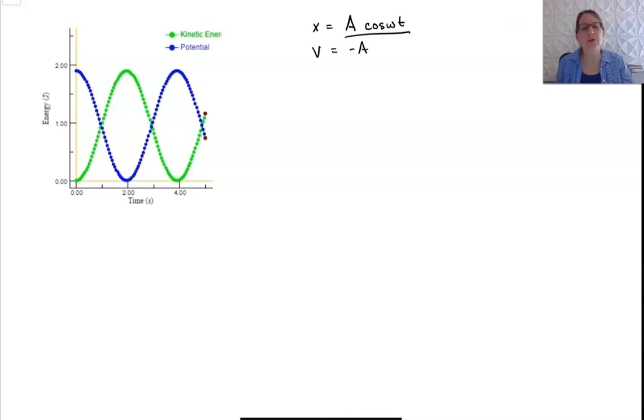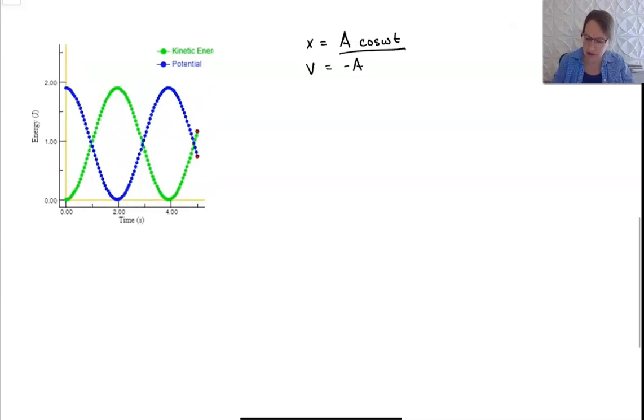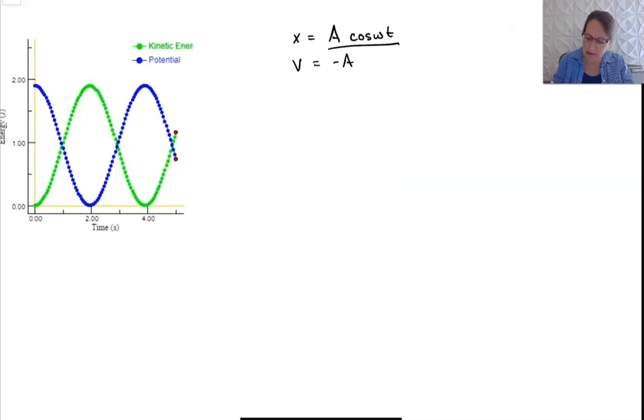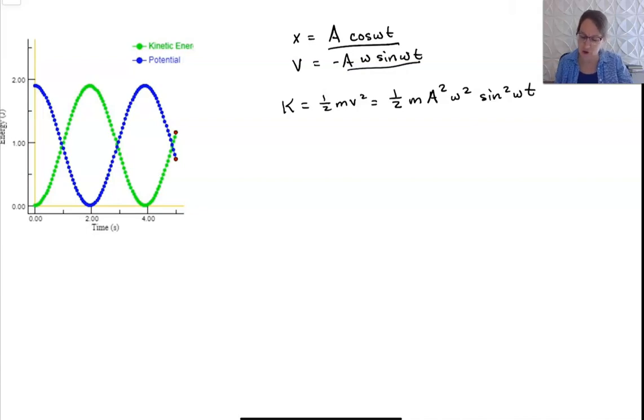So I want to now turn to looking at energy, and to do that I need the velocity equation, which just came from our derivative, so that became a minus sign, and we got an omega as well from our chain rule, so minus a omega sine omega t. From that I can say my kinetic energy would be 1/2 mv squared, so that would be 1/2 m a squared omega squared sine squared omega t. That would be my kinetic energy term.